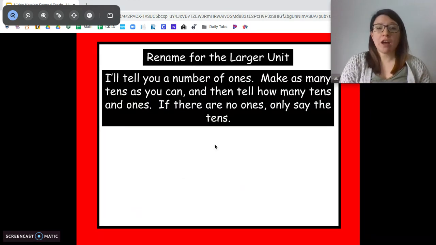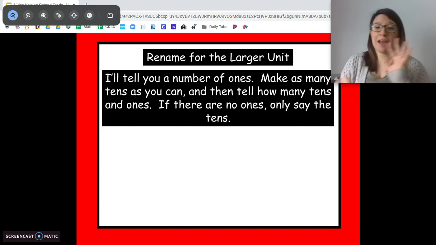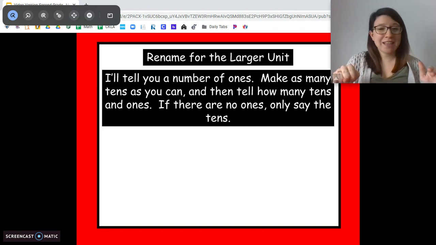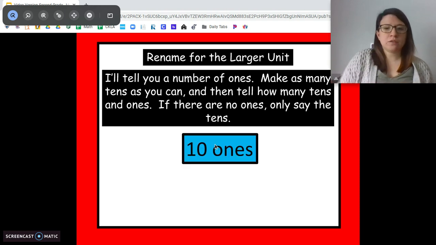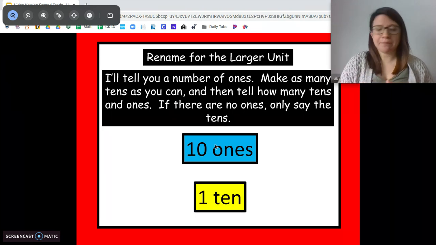Okay, to start off though, I'm going to give you a number of ones. I'm going to say blank ones. You are going to use that number and take out as many tens as you can, and then tell me how many tens and how many ones. If there aren't any extra ones, just tell me the tens. So for example, if I say 10 ones, turn that into tens for me. Good, that would be 1 ten.